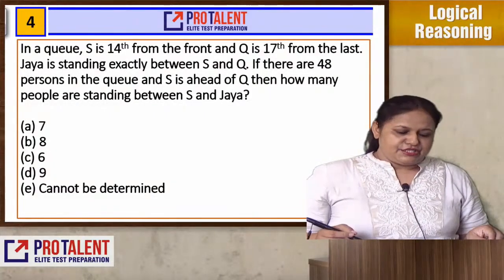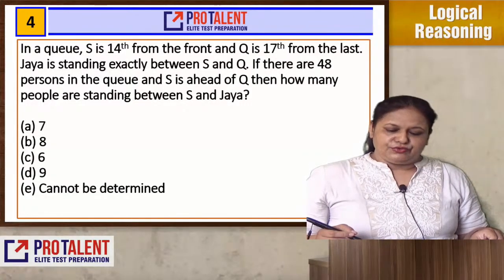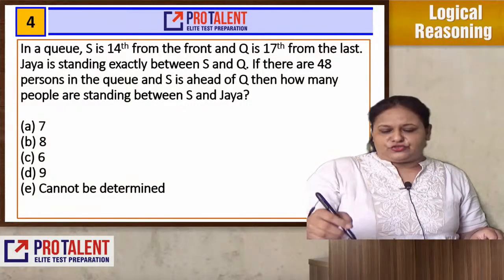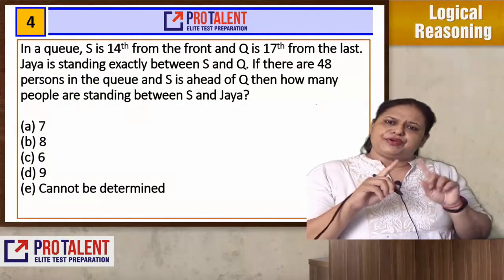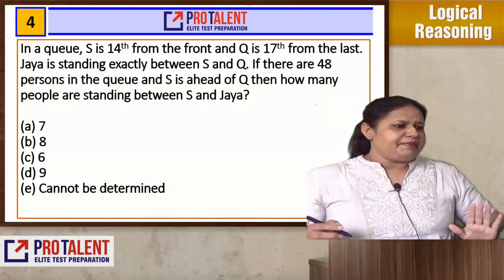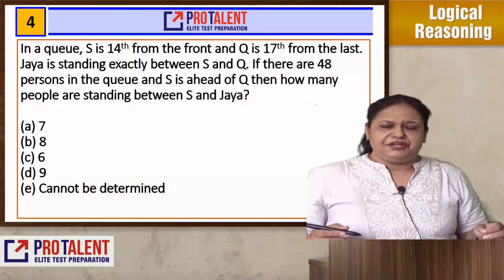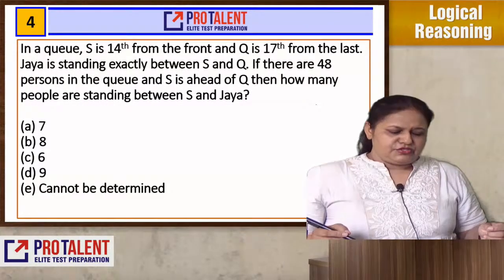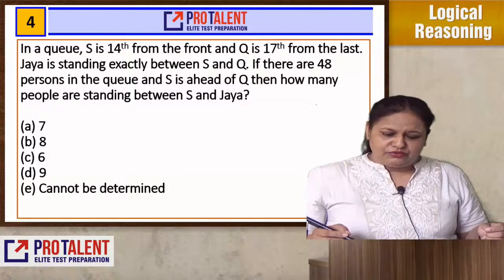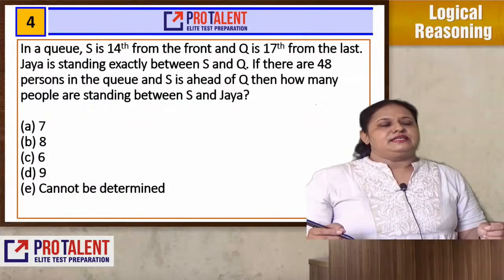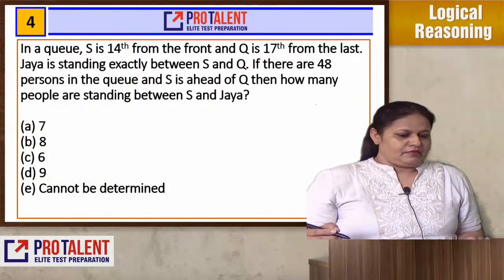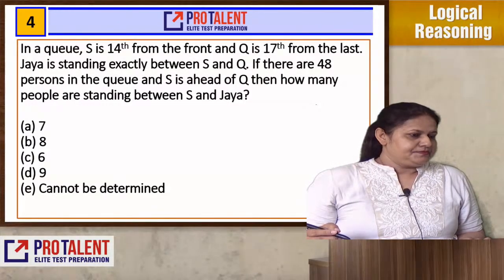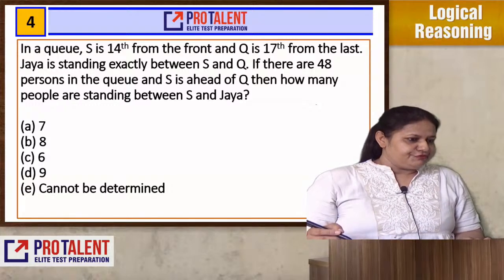In a queue, S is 14 from the front and Q is 17 from the last. Here you may see it in this way, or you can keep it into left and right, it doesn't make any difference. Jaya is standing exactly between S and Q. If there are 48 people in the queue and S is ahead of Q, then how many people are standing between S and Jaya? Yes, question number 4.